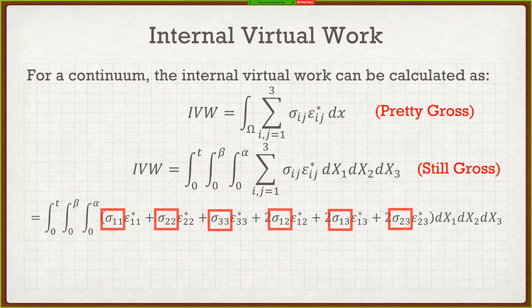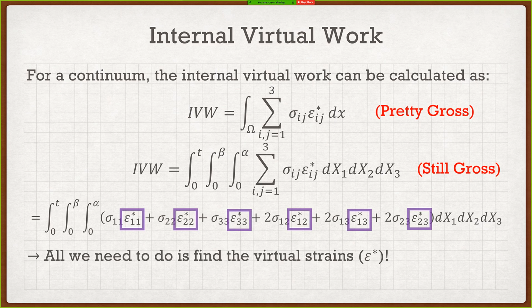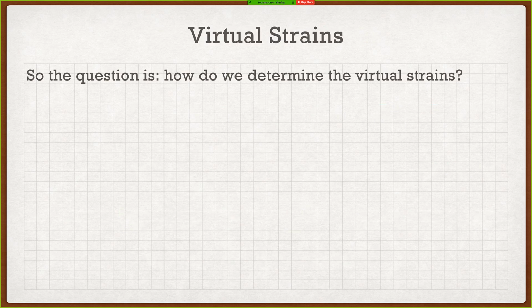Therefore, the only thing that we do not know in this formula are the virtual strain components. So in order to solve this question, all we need to do is find the virtual strain components, epsilon star. So the question becomes, how do we determine these virtual strains? We know how to deal with regular strains, but what about virtual strains? Is there a difference? Well, there's actually not. We can calculate it the exact same way that we did before.